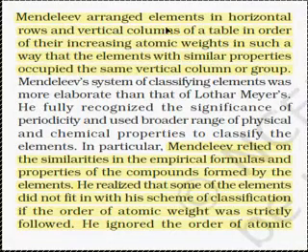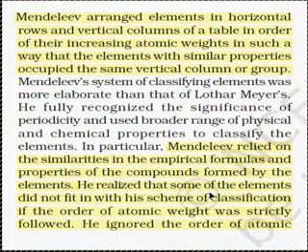Mendeleev arranged elements in the horizontal rows and vertical columns of a table. Now you know what are rows and what are columns. You have studied in computer of a table. He arranged elements in order of their increasing atomic weights in such a way that the elements with similar properties occupied the same vertical column or group. Mendeleev relied on the similarities in the empirical formula and properties of the compound formed by the elements.